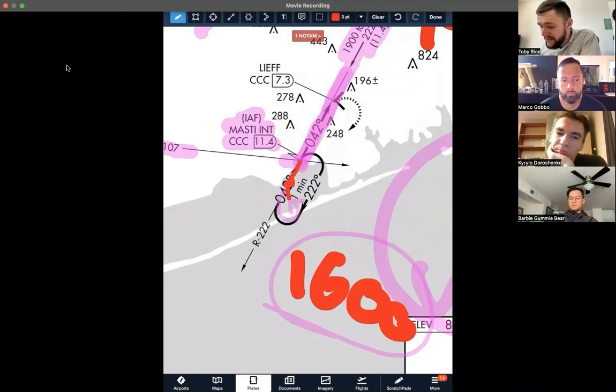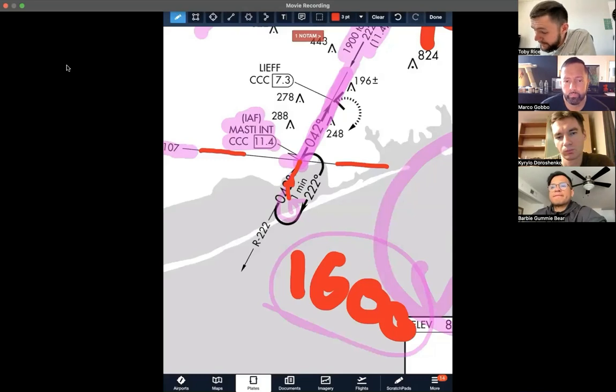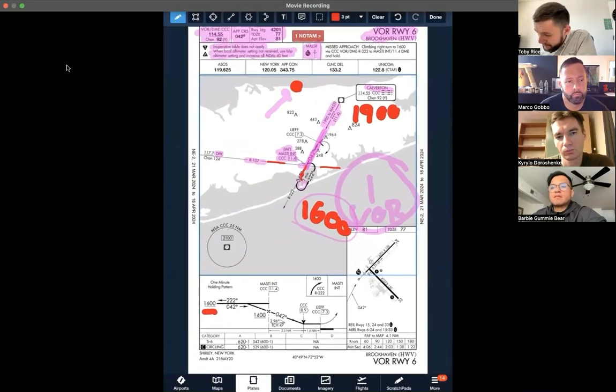How do I know I'm at Masty? Because of the 107 radial that I would cross right here. Simple. So when I see that I have crossed that radial, then I can go to my Bobby, you need the second VOR on the airplane, right? To know that you crossed the radial.